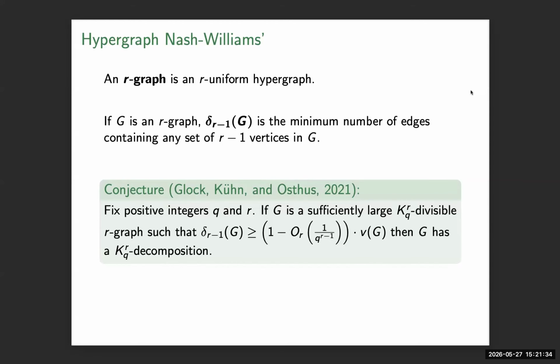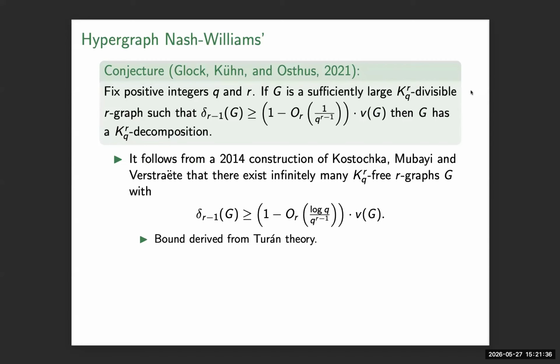What was known about this problem before we looked into it? Well, first of all, it follows from a 2014 construction of Keevash, Mubayi, and Verstraëte that there exist infinitely many K_Q^(r)-free r-graphs G with minimum (r-1)-degree at least 1 minus something on the order of log Q over Q^(r-1) times its number of vertices. So really what they're doing here is Turán theory. This makes sense. To have a decomposition, you have to at least have one copy of K_Q^(r).